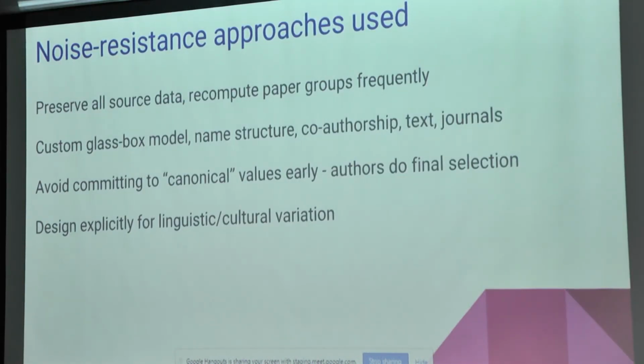So what did we use? The idea that I mentioned was to preserve all source data. The author disambiguation is computed multiple times a week. We have a custom model that takes into account all the different variations and issues of name structure that I pointed out earlier in the talk. It takes into account the different styles of authorship that go into different fields. It avoids committing to canonical values. It tries to propagate as much information to as late a stage as possible to allow the authors to do the final selection. And as is obvious, for anything to do with human names, we have to design explicitly for linguistic and cultural variation. Next slide, please.